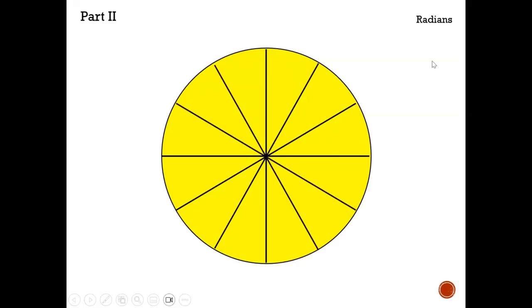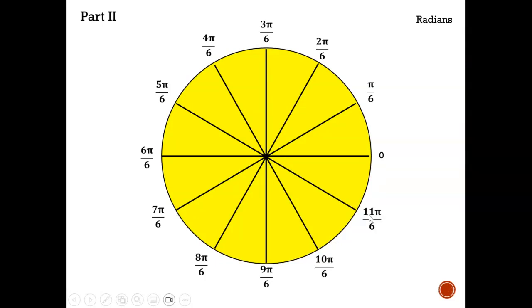Okay. Now we're going to get the radians. So here, we're going to start with 0, and remember, we're going to go counterclockwise. Now here, we're going to count by pi over 6. So we'll start with pi over 6, and then 2 pi over 6, 3 pi over 6, 4 pi over 6, 5 pi over 6, 6 pi over 6, I'm sorry, 7 pi over 6, 8 pi over 6, 9 pi over 6, 10 pi over 6, 11 pi over 6, and 12 pi over 6.